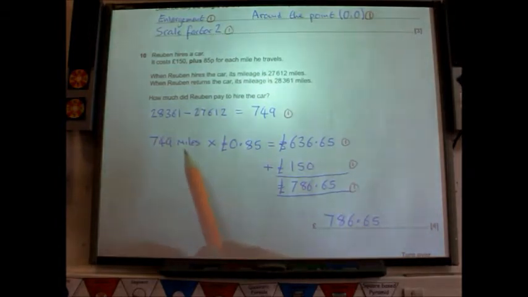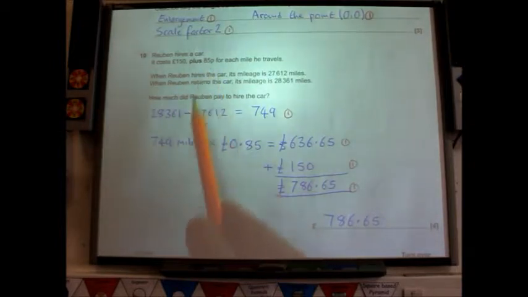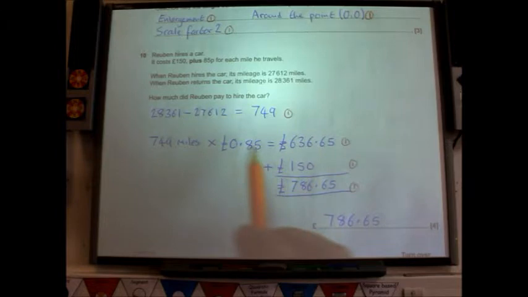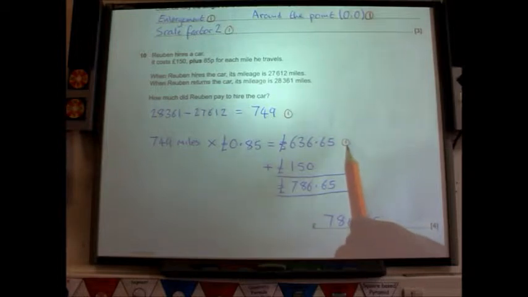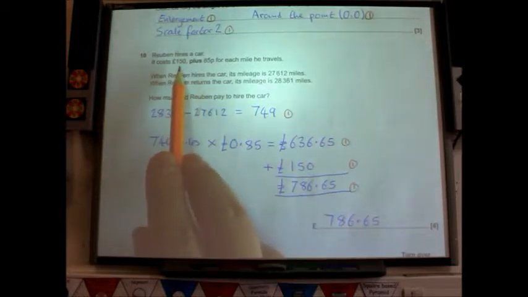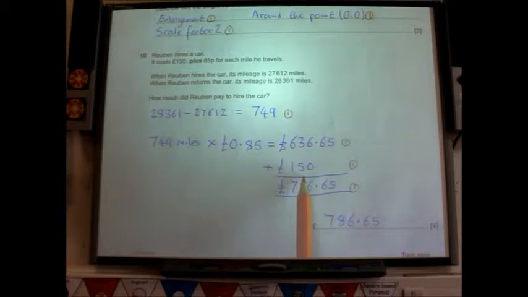You get an extra mark for working out how much it costs him just to drive those miles, and you're told up here it's 85p per mile. I've converted 85p into pounds, but you can convert it afterwards if you want. So that will mean that just on the miles he's driven, it is £636.65. Another mark for that. Show that you're adding on the £150, which I've done there, and the total is £786.55.